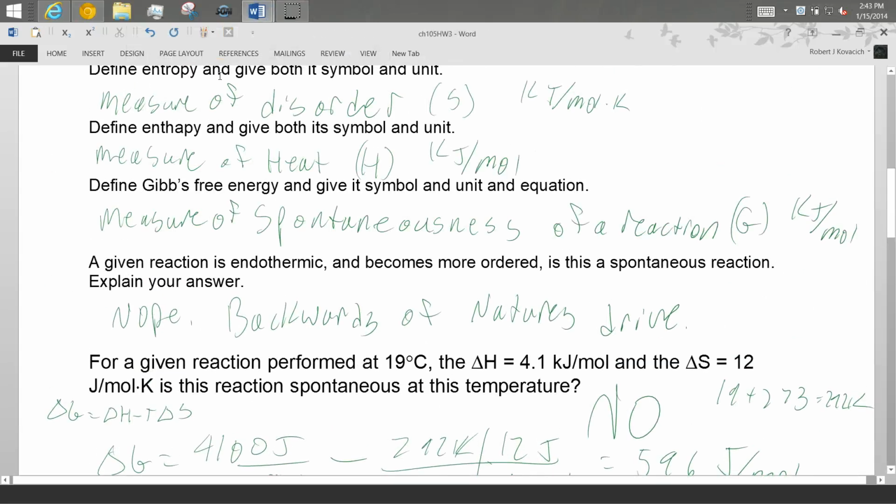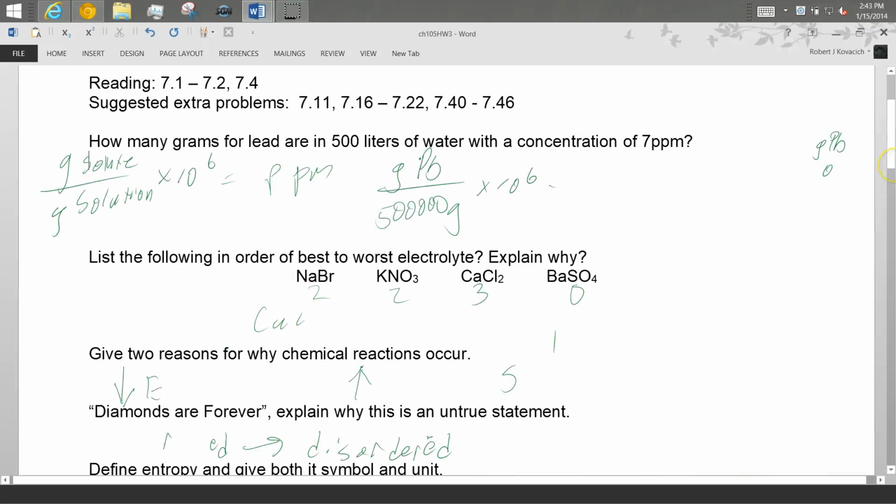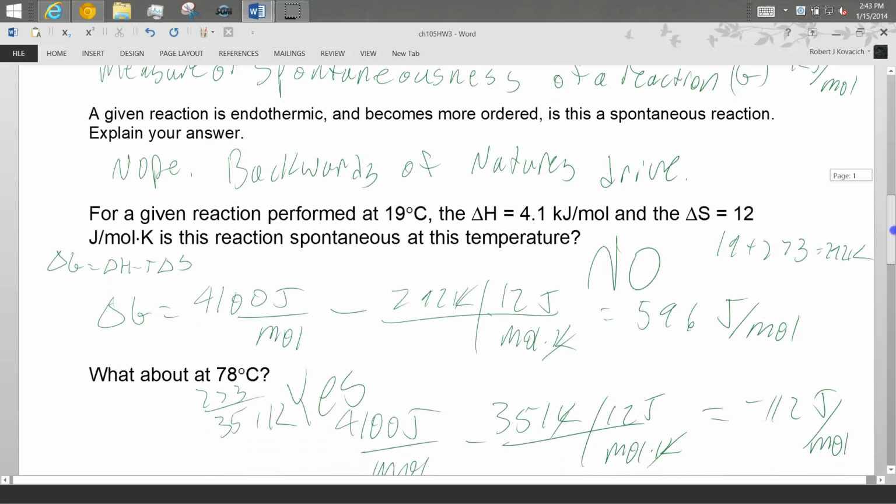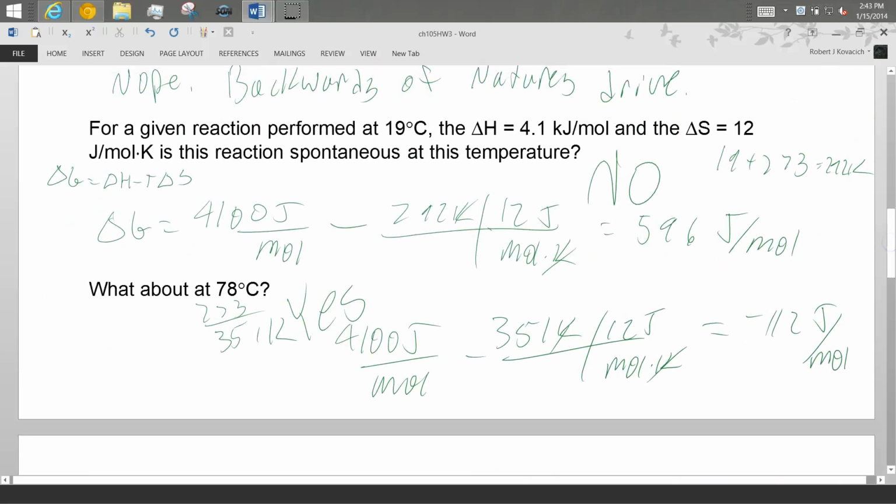A given reaction is endothermic and becomes more ordered. So is it possible to answer this question without doing math? Yep. Because under no circumstances, regardless of what temperature is, can this be anything except a non-spontaneous reaction. But in this case, the entropy and the enthalpy are fighting each other, and so temperature does play a role. So you actually do have to do the math.